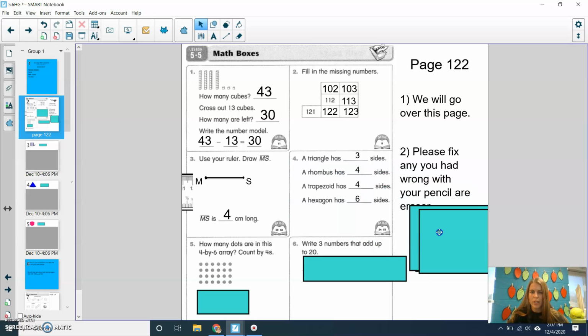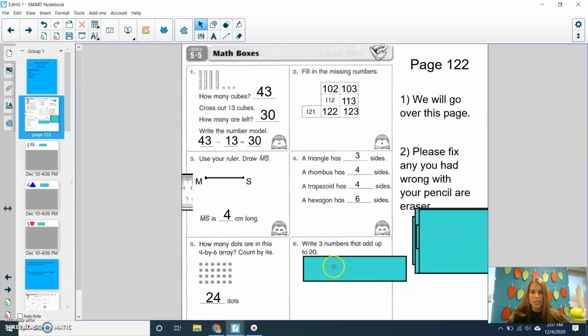For question 4, a triangle we know has 3 sides, a rhombus has 4, a trapezoid also has 4, and a hexagon has 6 sides. For question 5, how many dots are in this 4 by 6 array? So you could have counted by 4s, you could have counted by 6s, or counting them individually, but you should have said that there are 24 dots.